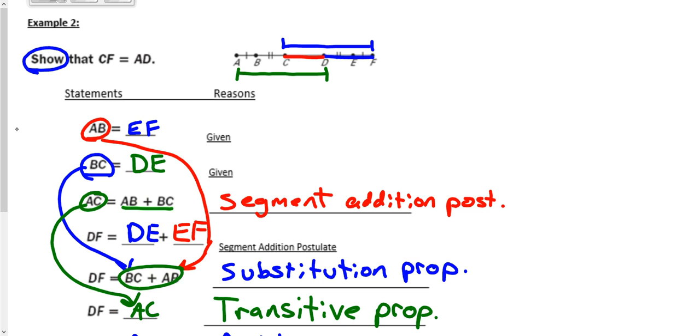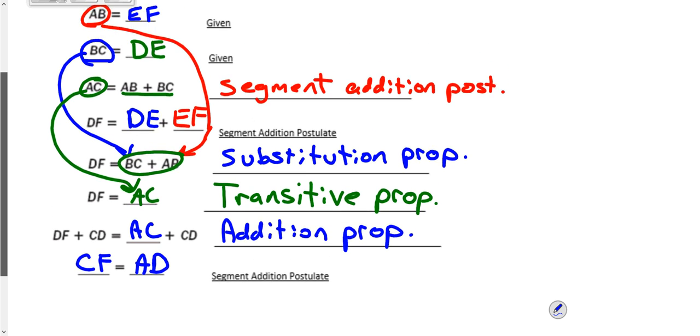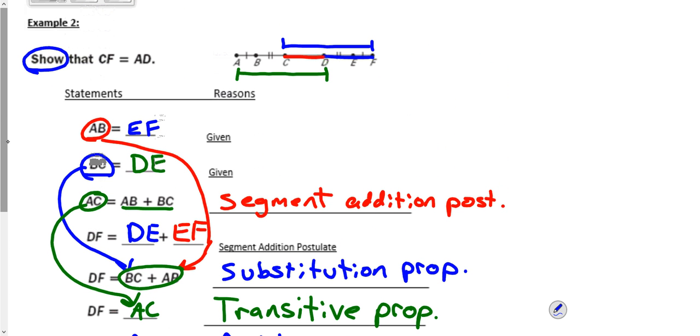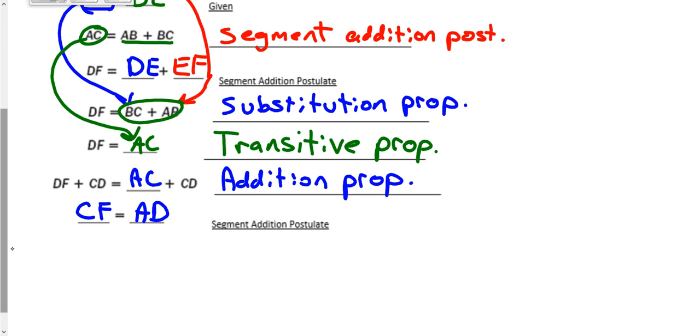And we also added AC and CD. AC and CD to get that larger segment. So we were using that addition, or the segment addition postulate, adding the two smaller segments to get the larger segment. We just did that twice in the same step.